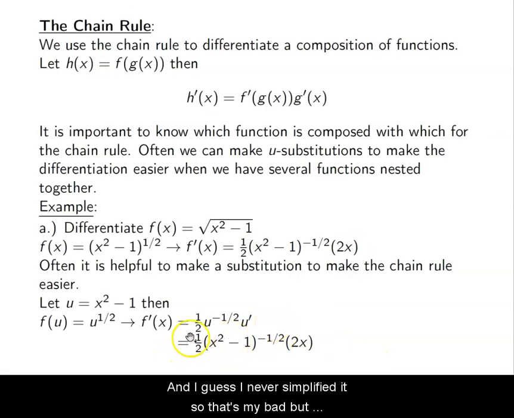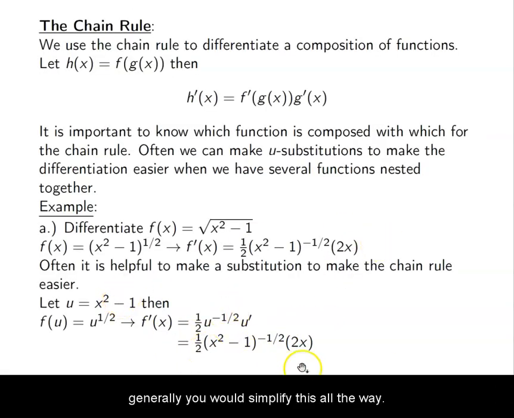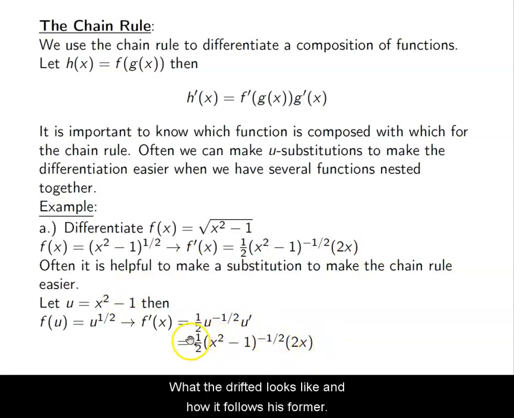And I guess I never simplified it, so that's my bad. But generally, you would simplify this all the way down. Okay. But it's nice to see here what the derivative looks like and how it follows this formula.